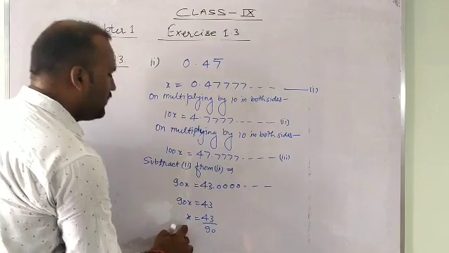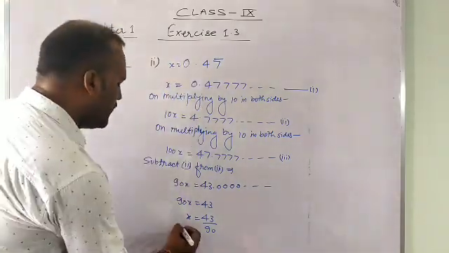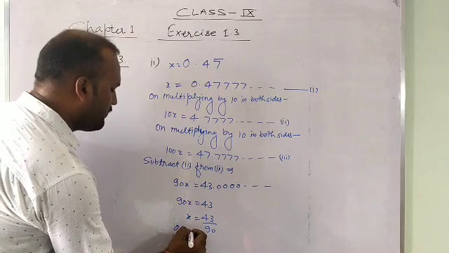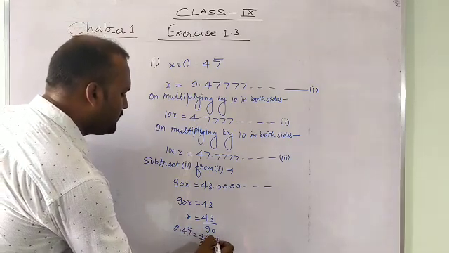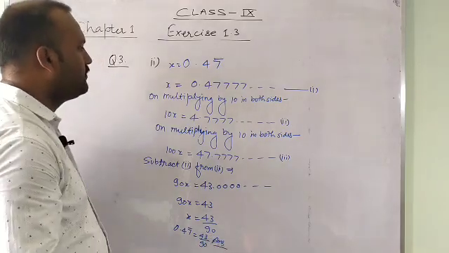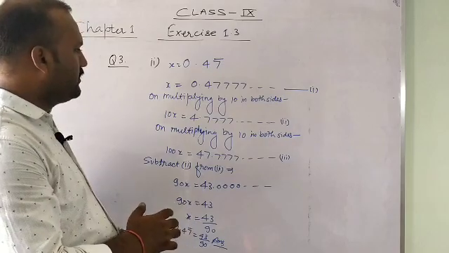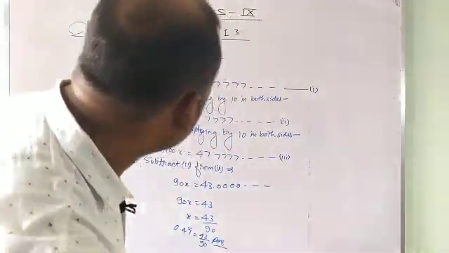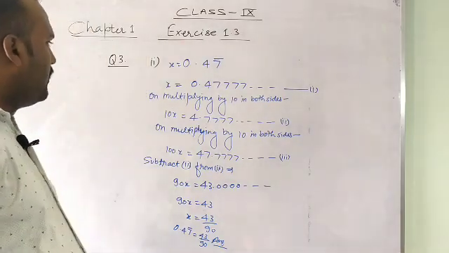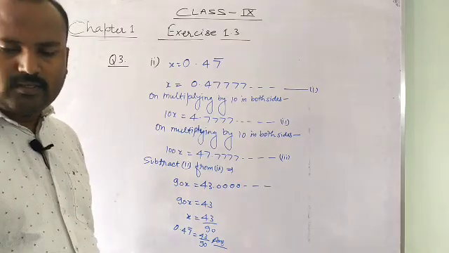You can write the value of x. This is x, 0.47 bar. Now you can write 0.47 bar is equals to 43 upon 90. This will be your answer. Okay, I think you can understand very easily. By this process you can solve 1 and third.